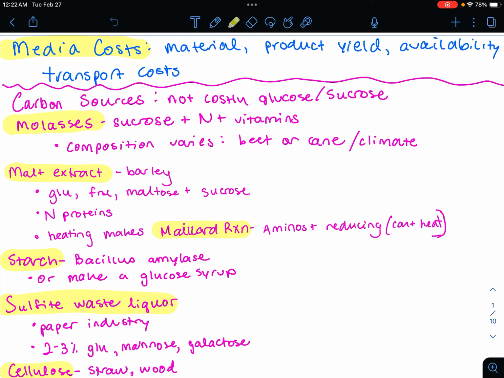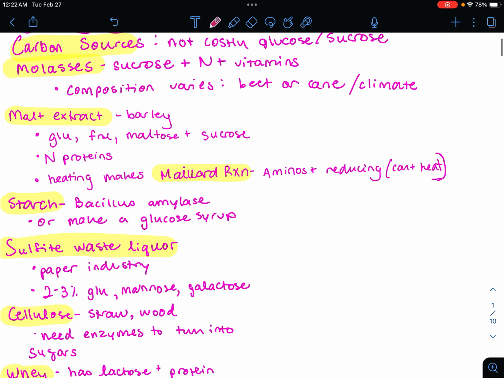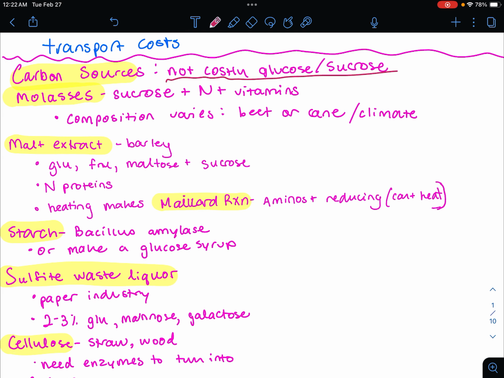Carbon sources, so carbohydrates. The difference between certain carbohydrates could be very important in the fermentation sense of things. Pure glucose or sucrose are seldom used because they're expensive. Instead, we could use things like molasses, that syrupy stuff. This is a cheap source of carbohydrates, such as sucrose. Sucrose is found in molasses. So are nitrogen and vitamins.